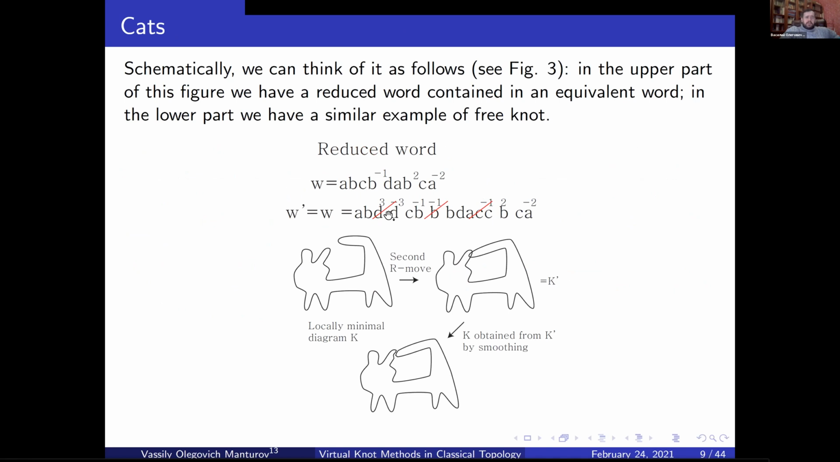Okay, and now I want to pass to cats. So what do I mean by cats? Here I want to say some words about the similarity of what's going on in the theory of virtual knots, theory of knots, and theory of free groups. So schematically, we can say the following.